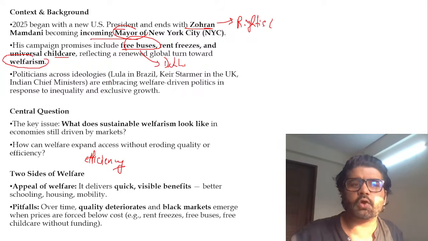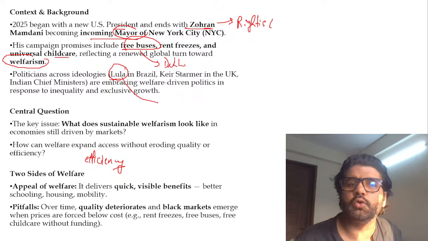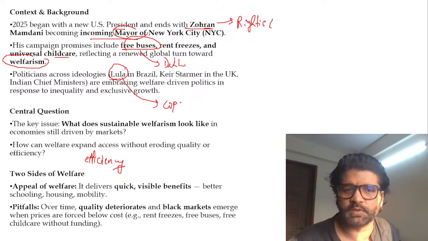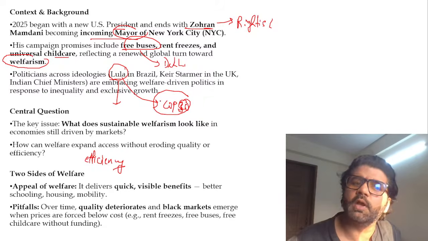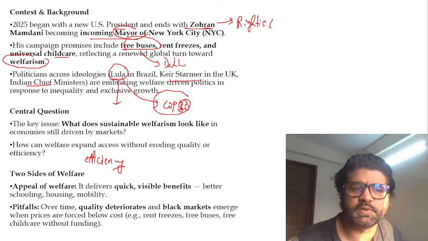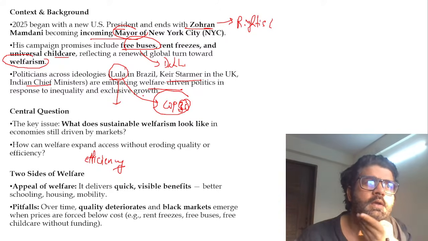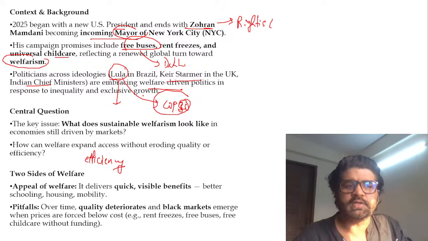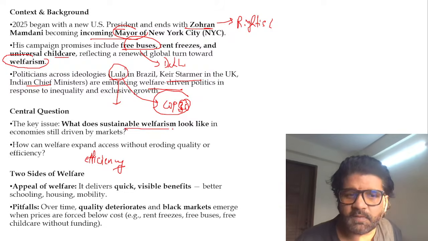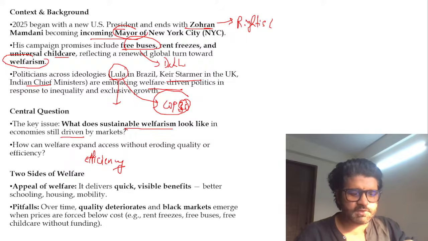So politicians across ideology. Lula, we have talked about Lula when we were talking about COP30. There was an article on Lula da Silva, which we have discussed. It was written by Lula only. Keir Starmer, Indian chief ministers are embracing welfare-driven politics. We have just seen the example of the scheme in Bihar, which was launched. Cool. The key issue is, what does sustainable welfarism look like when the economy is still driven by market?